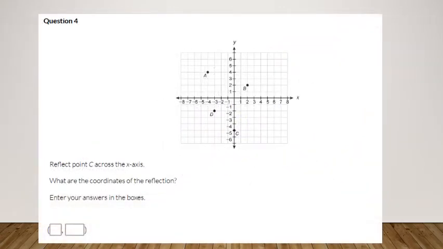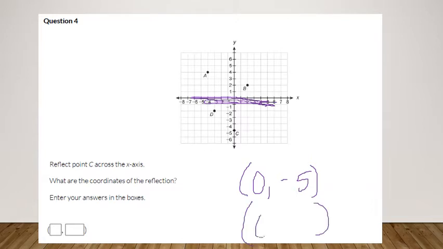Okay, reflect point C across the x-axis. So here is our x-axis right here. Okay, and C is at 0, negative 5. So if we flip it over the x-axis, the x value stays the same. The only thing that changes is our y value, and it's just the change in the sign. So it'd be positive 5 or 0, 5.